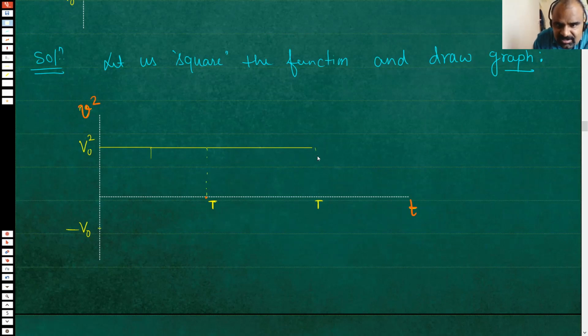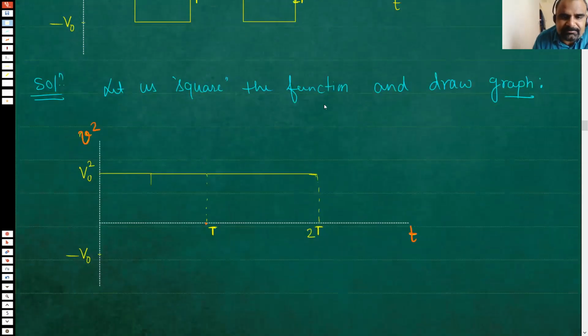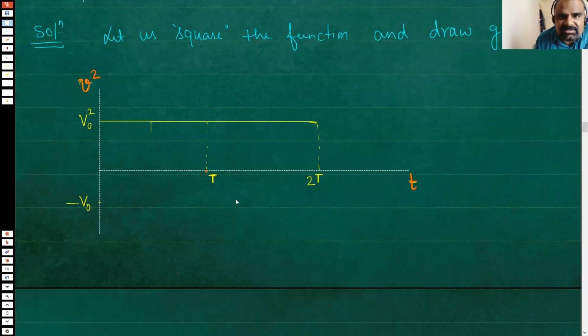This was the one time period. This was the 2T time period. No, there was a mistake. I should have written 2T here because this is capital T, this is 2 capital T. Anyway, so this is it. This is your graph. How simple. When you square it, it becomes like this. And of course, now there is no need of writing this part.